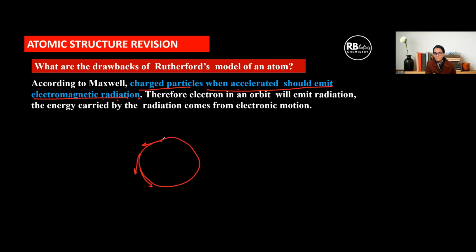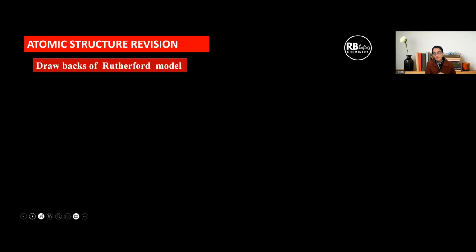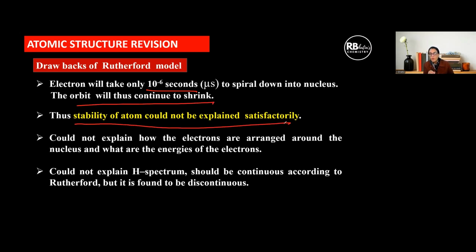When they emit radiation, the energy carried by the radiation comes from the electron's motion. And gradually, after continuously losing energy, the electron finally spirals into the nucleus. The electron takes only 10 to the power minus 6 seconds to spiral down into the nucleus. The orbit will thus continue to shrink. So the stability of the atom could not be explained satisfactorily. Rutherford could not explain how the electrons are arranged around the nucleus, and he could not explain the stability and the energies of the electrons.